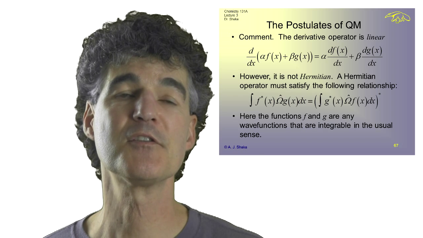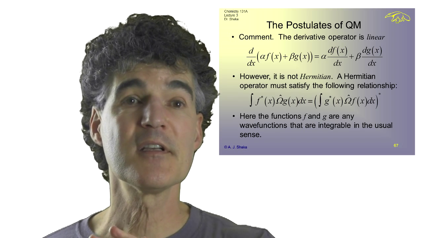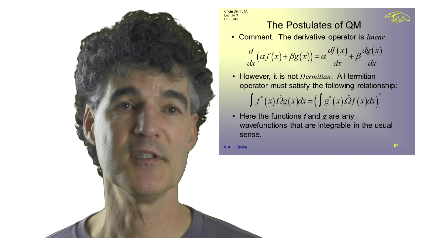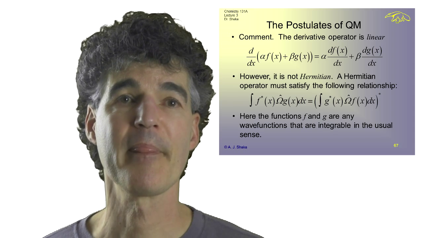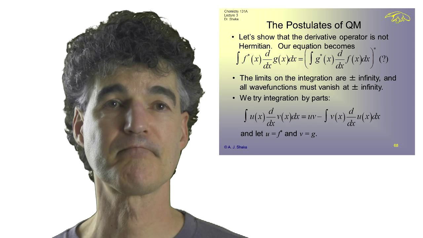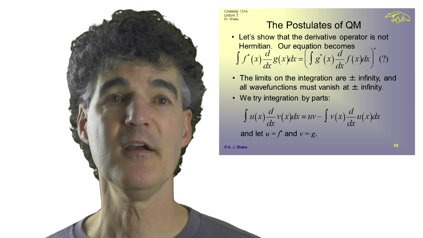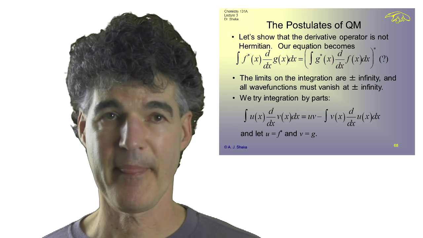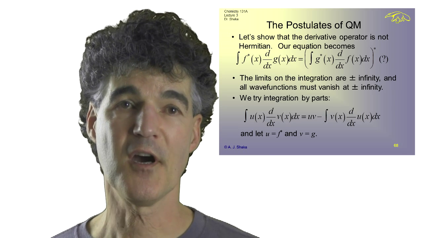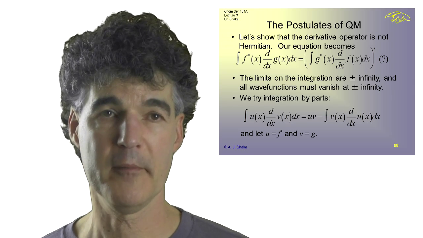And so we want to make sure that these things that we measure are Hermitian. And this formula with these integrals and stars and the operator in is just a very fancy way of saying z is equal to z star. Nothing more than that. Okay, let's show that the derivative operator then is not Hermitian. Here's what we have to do. We have to do an integral of f star d by dx g, and we have to show that that is or is not equal to the integral of g star d by dx f, whole thing star.